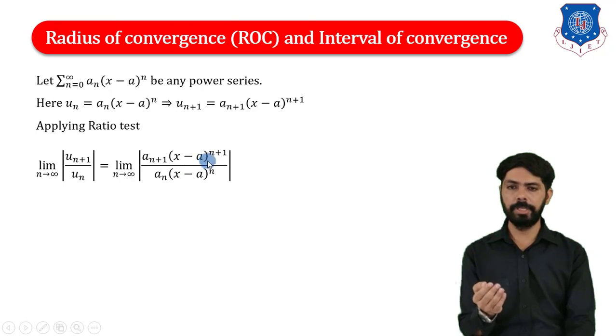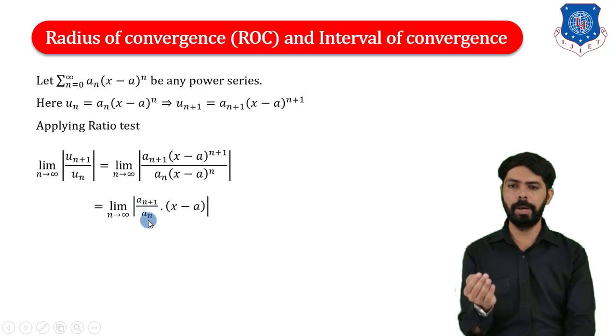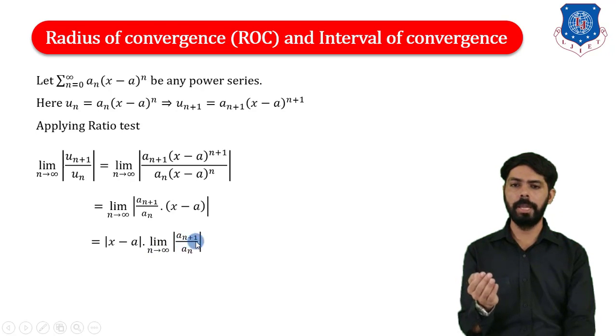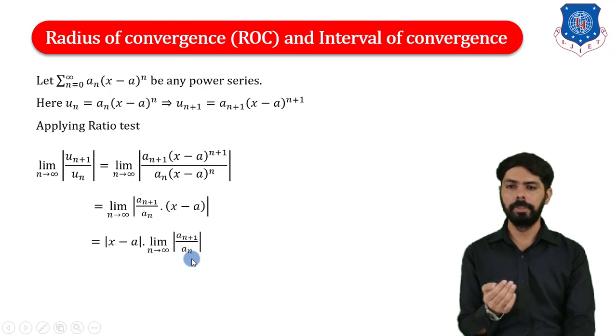Now here (x minus a) raised to n plus 1 can be written as (x minus a) raised to n into (x minus a) raised to 1. So (x minus a) raised to n will cancel out. So it will be limit n tends to infinity an plus 1 divided by an into (x minus a). If we simplify this, it will be modulus of x minus a into limit n tends to infinity modulus of an plus 1 divided by an. Therefore this will be modulus of x minus a into capital L, because capital L is equal to limit n tends to infinity modulus of an plus 1 divided by an.